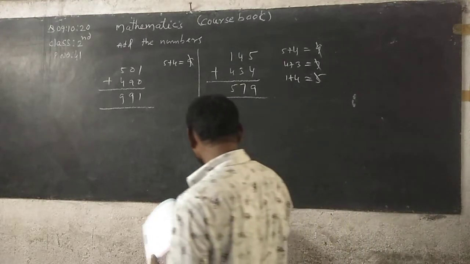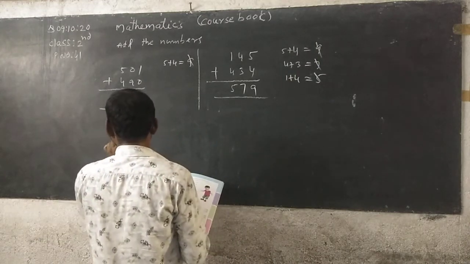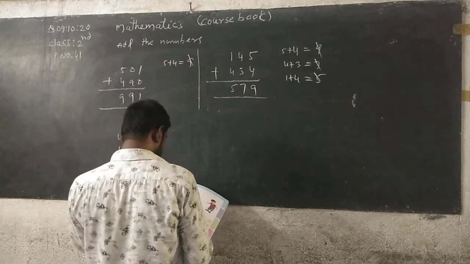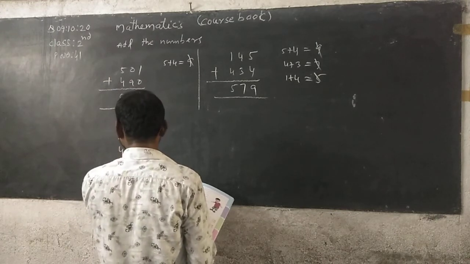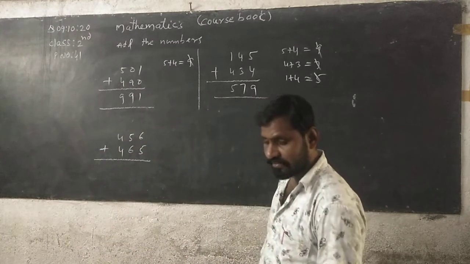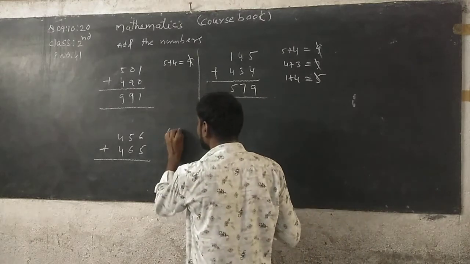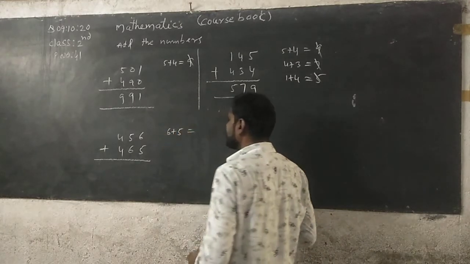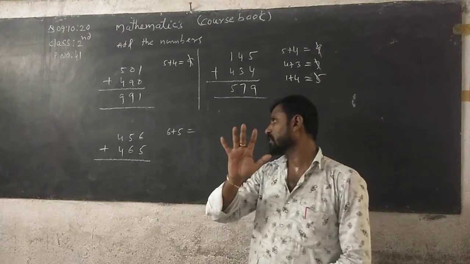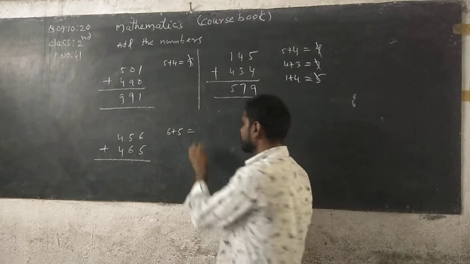Now next, 456 plus 465. Look at the blackboard everybody. First we add the digits in ones place, that is 6 plus 5. Keep 6 in your mind and you have to take 5 fingers in your hand. Now count after 6: 7, 8, 9, 10, 11.